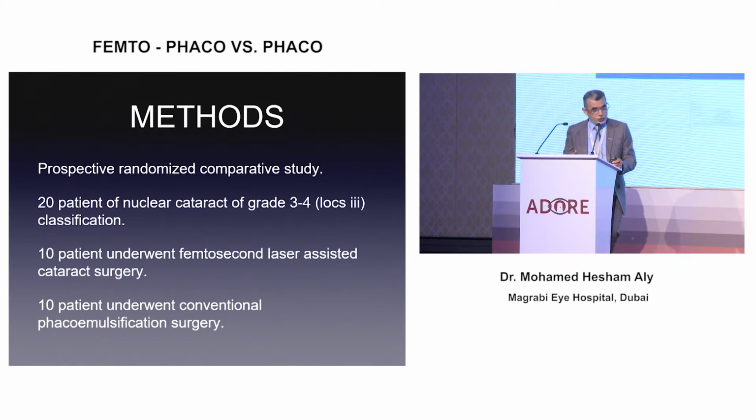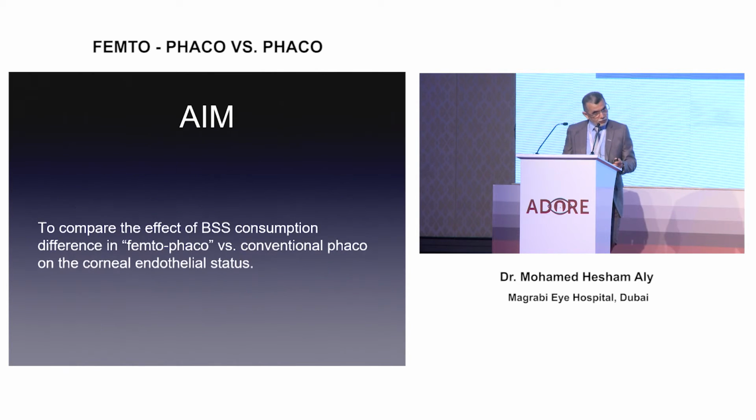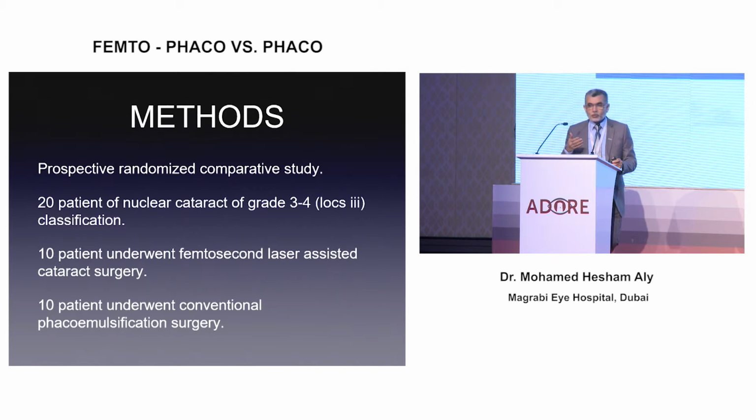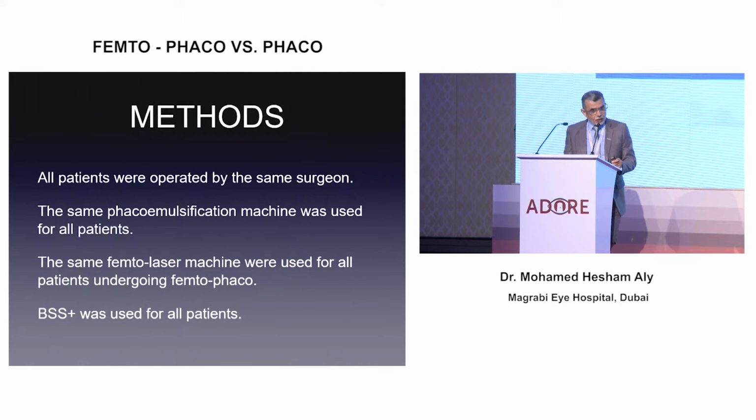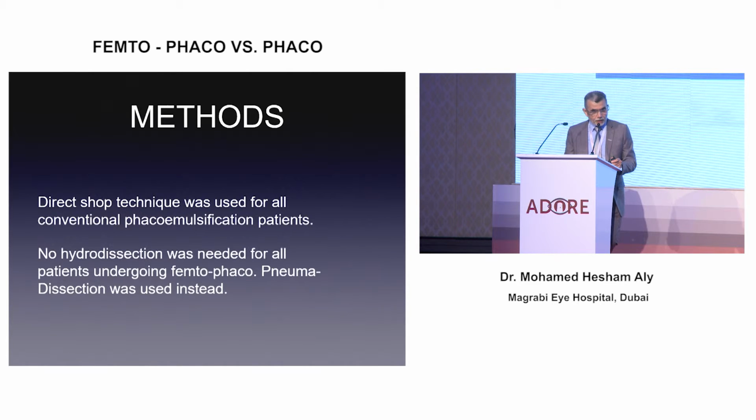and actually it was several items. We chose 20 patients. We did 10 by that method, and the other 10 with the other method. All the patients were operated on by one surgeon, with the same machine. The phaco machine was the same, the femtophaco was the same, the BSS and all the patients were the same. In the conventional phaco, we used the fast chop technique. We didn't use stop and chop or this gutter procedure.